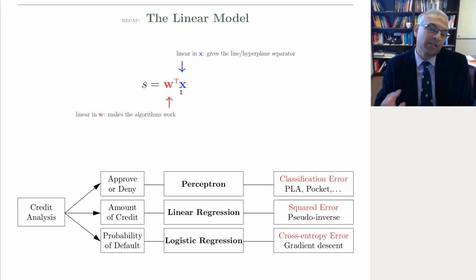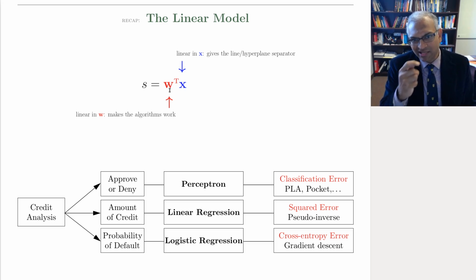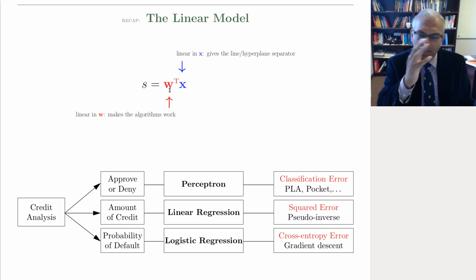And today we're going to discuss how we can keep the linearity in W so that all our algorithms will continue to go, and somehow relax the need for linearity in X and allow more complicated separators. But that's a little preview of what's to come.